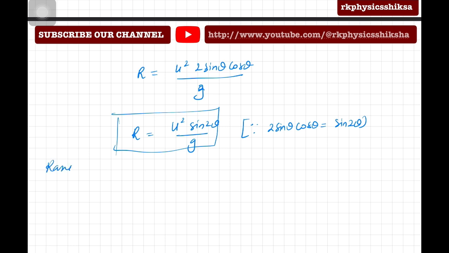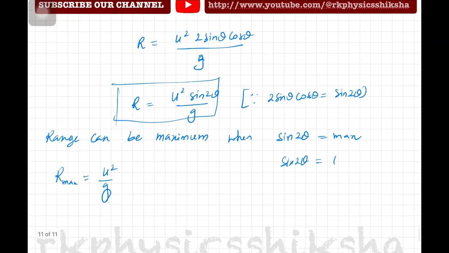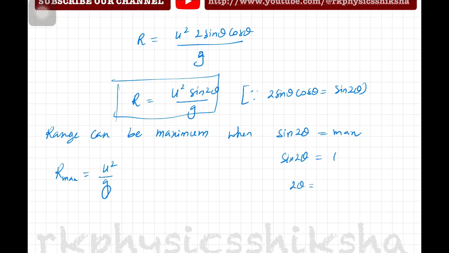Here range can be maximum when sine 2 theta is maximum. What is the maximum possible value of a sine function? It is 1. So sine 2 theta is equal to 1, then range will be maximum. That maximum range will be equal to u square by g. So what is the angle for which the range will be maximum? 2 theta is equal to sine inverse of 1. So 2 theta is equal to 90 degrees. So theta is equal to 45 degrees.